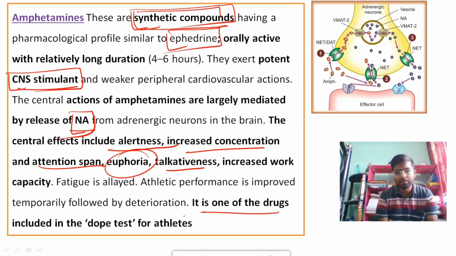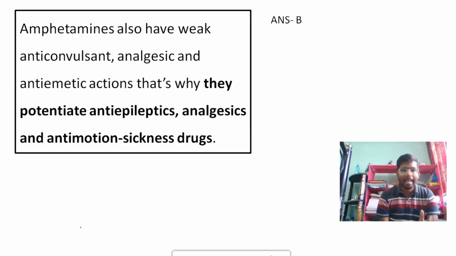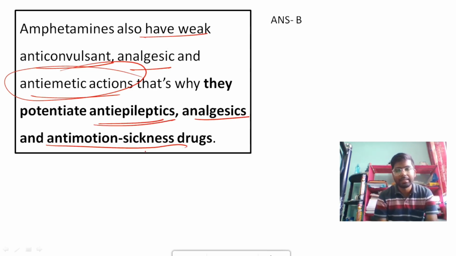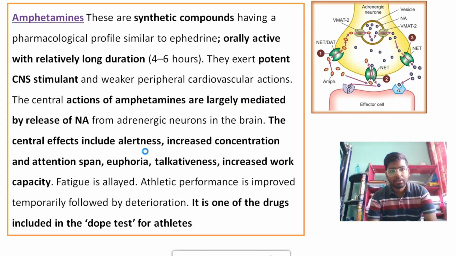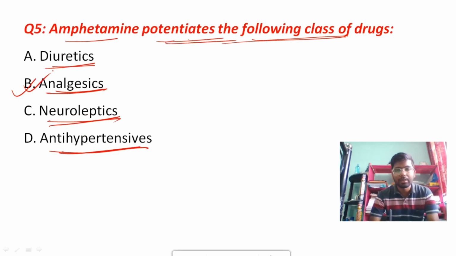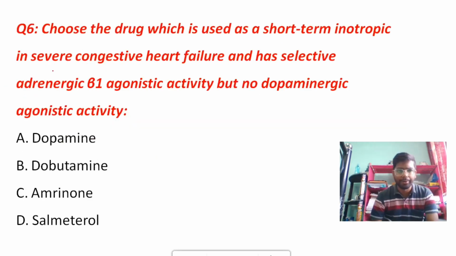It is one of the drugs included in the dope test. Amphetamines also have weak anticonvulsant, analgesic, and antiemetic properties. That's why they potentiate the actions of antiepileptics, analgesics, and anti-motion sickness drugs. So the question is asking which of the following drugs amphetamine potentiates. Options are diuretics, analgesic, neuroleptic, and antihypertensive. So the answer will be analgesic. This is a very factual question. You have to remember the points.